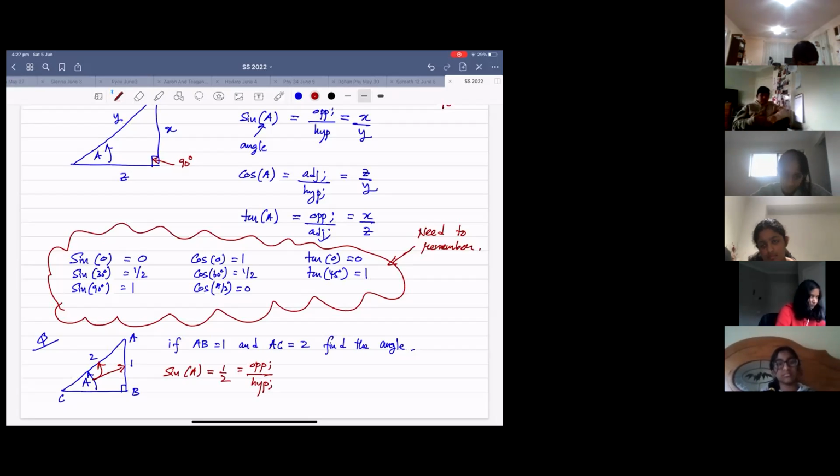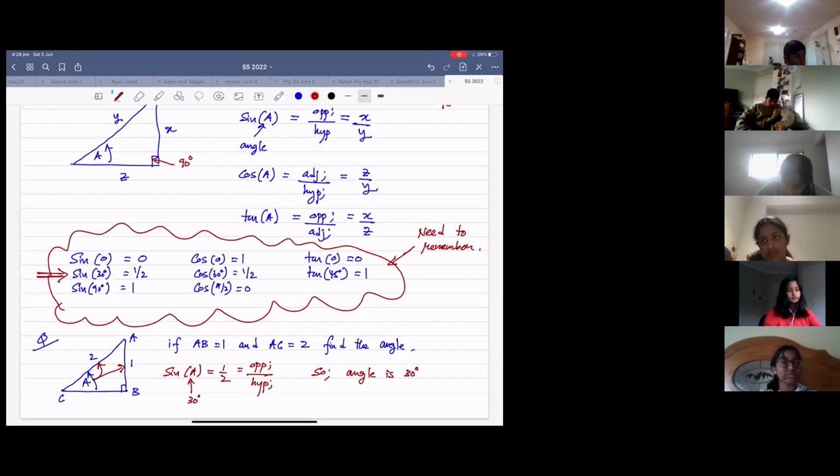Right? So then you go to the table given here. I'd ask you to remember it. Then sine of which angle gives you half? You look at this. Sine 30 is half. So there you can conclude this A is 30. So the angle is 30 degrees. What rocket science is that?